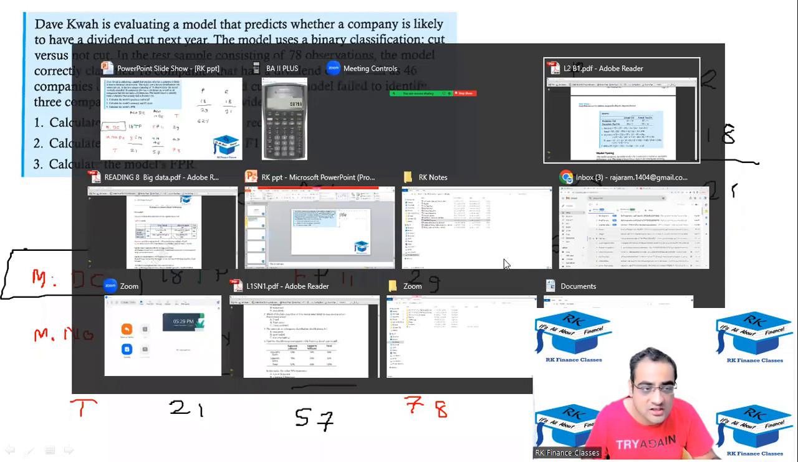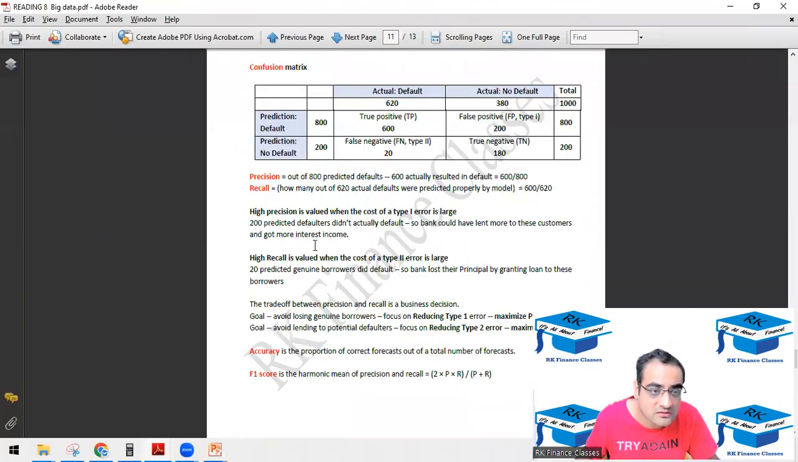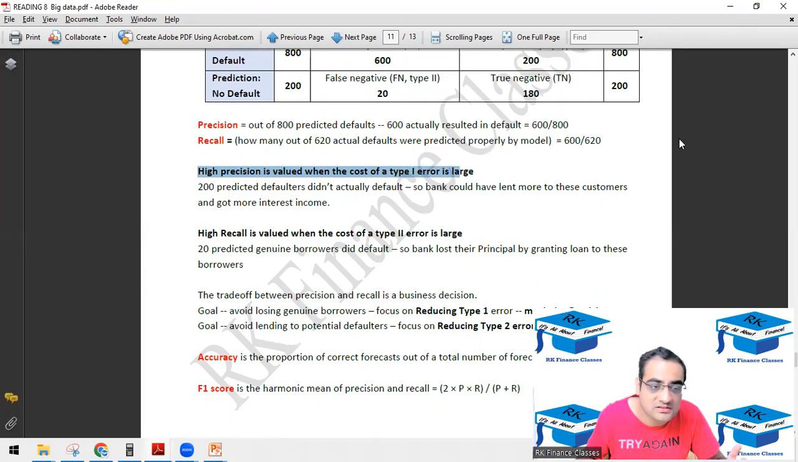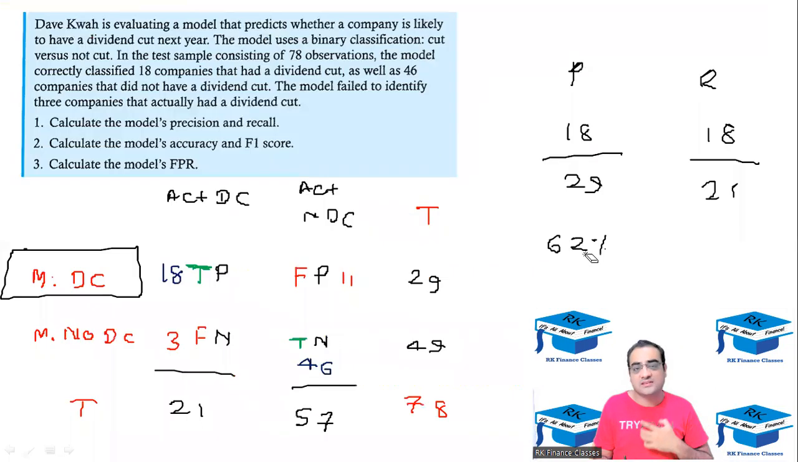So this is what I had mentioned in my notes over here. If you want high precision, obviously the type 1 error is what we need to reduce. So if you want to focus on reducing type 1 error, maximize the precision. If precision is 62, type 1 error is 38%. If precision is 92, type 1 error would be reduced to 8%. So reduce type 1 error, increase the precision, focus on the precision.